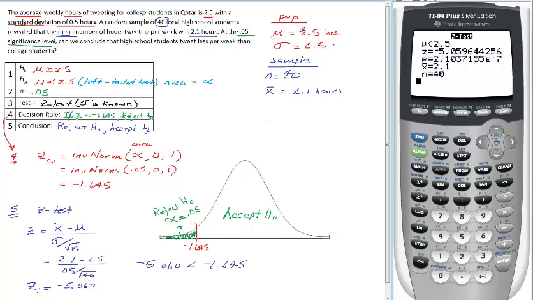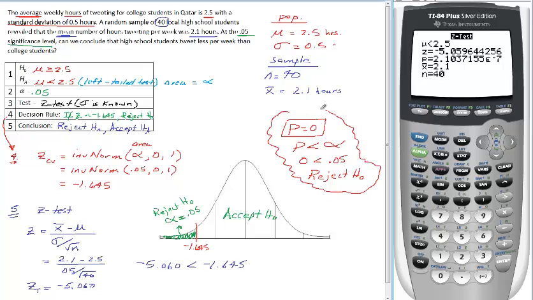So this is an extra test we do, right? So P is equal to 0. We can literally say that. I mean, it's a very small number. Now, anytime P is less than alpha, which it is, 0 is definitely less than 0.05, then that's also another reason to reject the null hypothesis. So this is basically an extra test here, but it backs up what we have already done with the z-test, right?